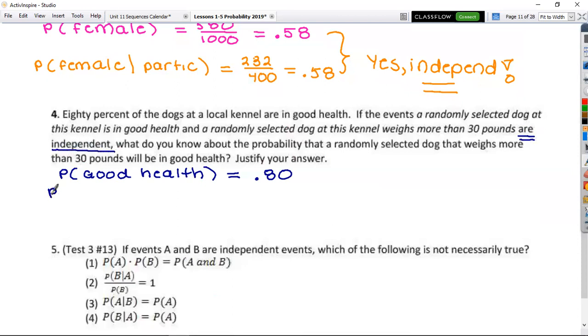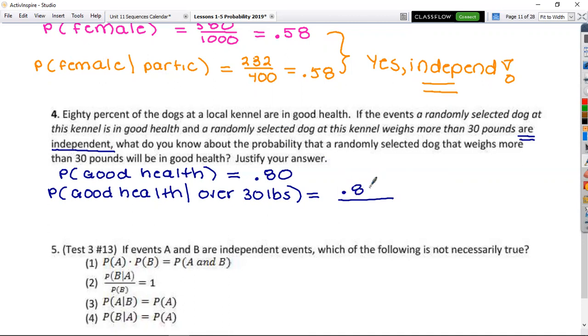So now it told me the probability that the dogs are in good health and they are over 30 pounds, yes. And it didn't tell us what it was, but it told us that these are independent. Then what do you know this probability must be? Exactly, 0.80. Why? Because these have to be equal. So test for independence means these have to be equal.